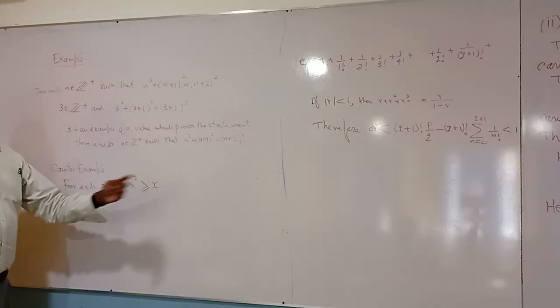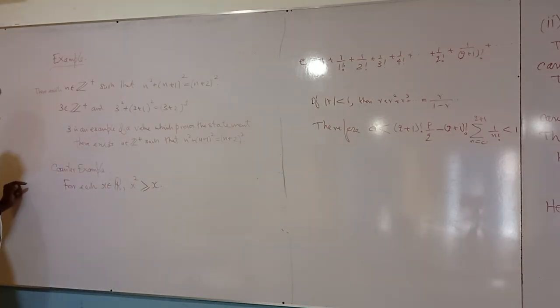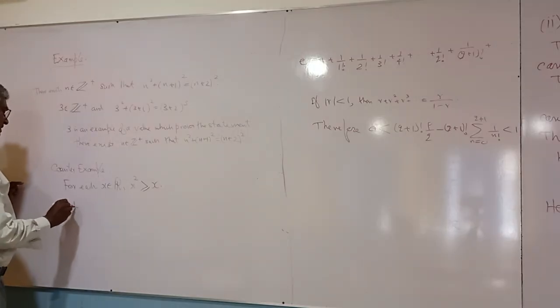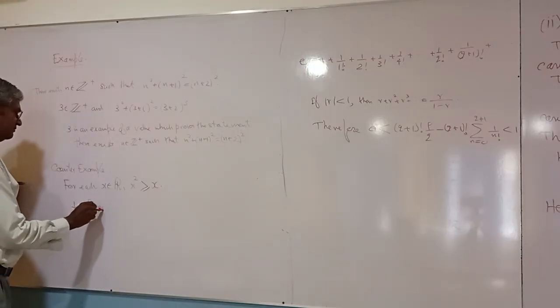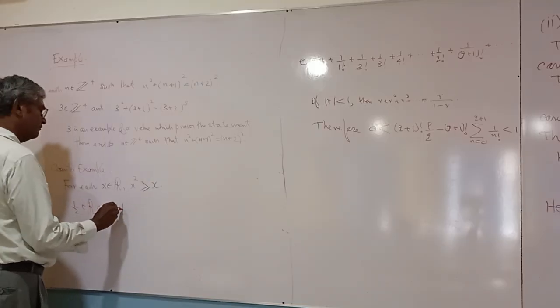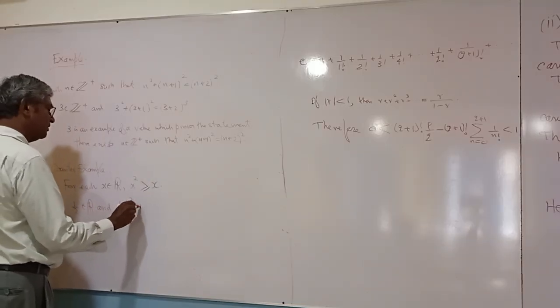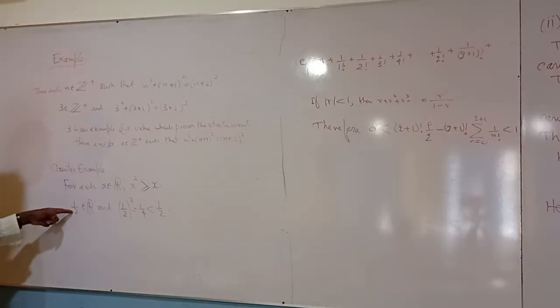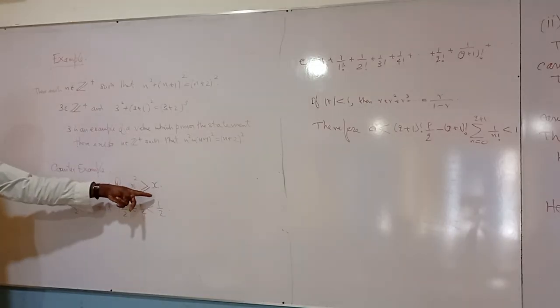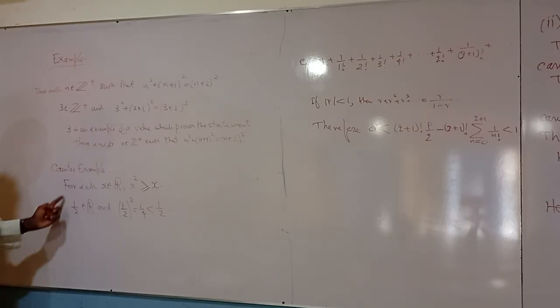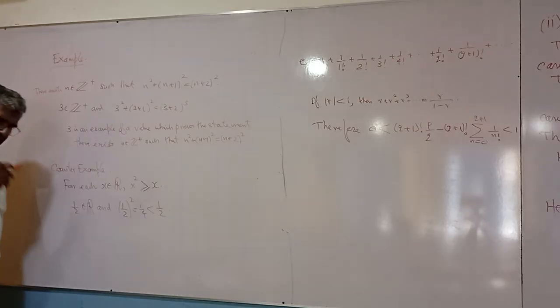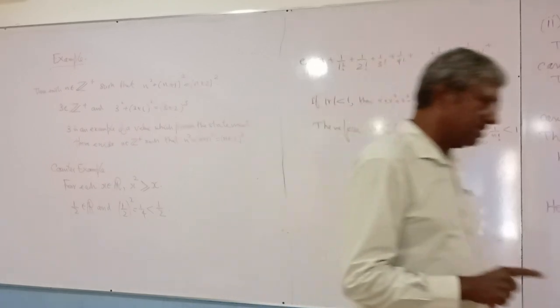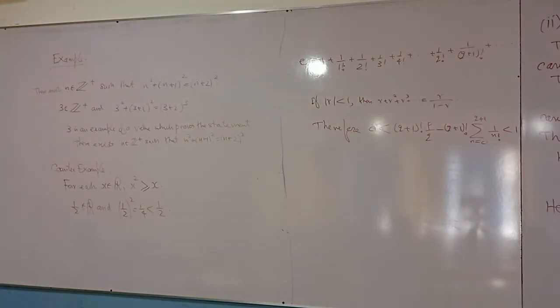So somebody may think this is true. Then you take 1/2, which belongs to R, and 1/2 squared, which is equal to 1/4, is strictly less than 1/2. So 1/2 is a counterexample which disproves this universal statement. Examples prove existential statements. Counterexamples disprove universal statements.